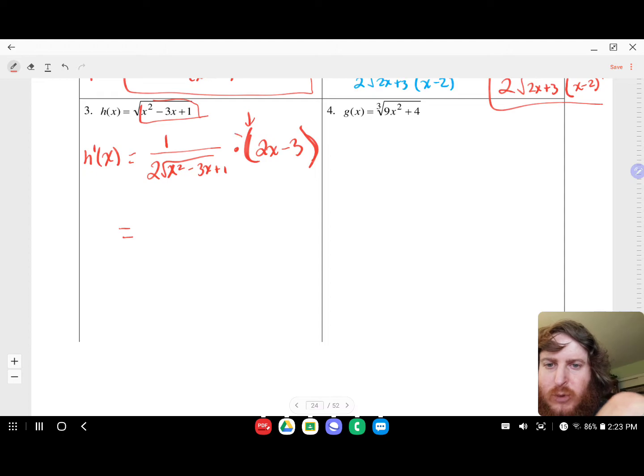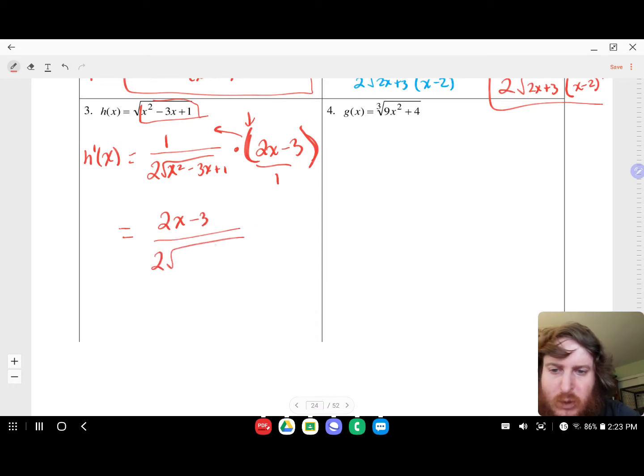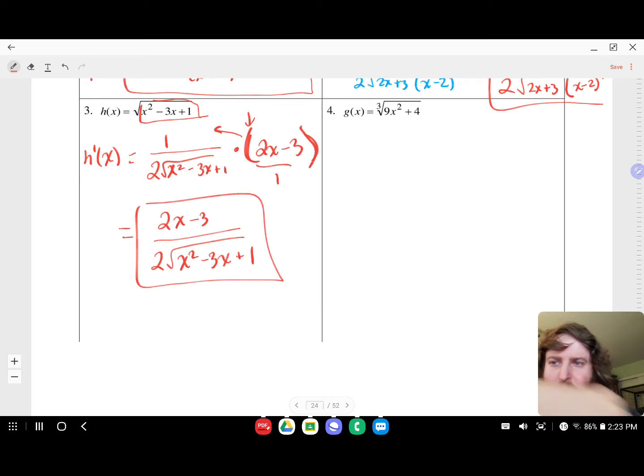Now what you can do is you can bring this to the numerator, right? Kind of like lollipop it, multiply across. And we end up with 2x minus 3 divided by 2 square root of x squared minus 3x plus 1. This should have been a very easy question. Okay, our next one.